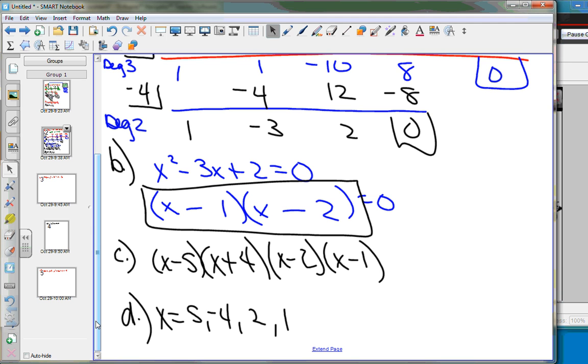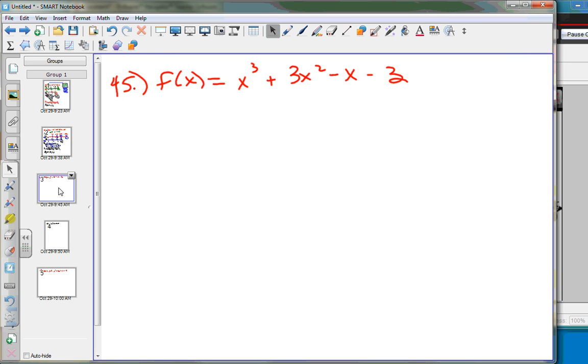You have one more to do in that section. Go to the next section, and that is going to be problems 45 through 48. So problem 45 says use the rational zeros test to list all the possible rational zeros of F. First off, what's a rational number? Any number in the form of a fraction is what a rational number is.